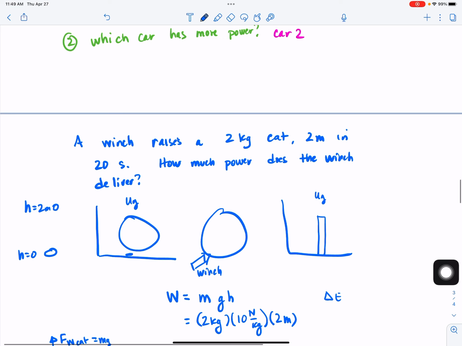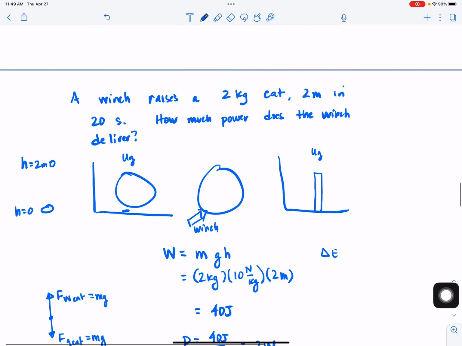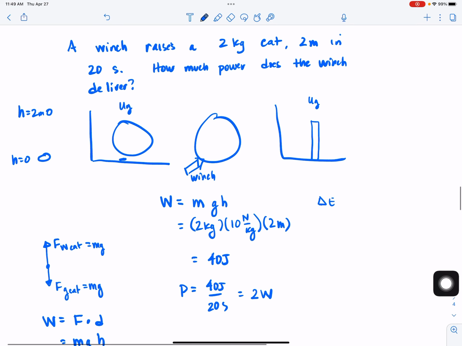And so what we're going to say is that the winch delivered an amount of work equal to the gravitational potential energy. So we have work is equal to mgh. And then I just plug in my numbers. I know that mass is 2 kilograms, g is 10, h is 2 meters, and so that gives me 40 joules. So that's the amount of work done. And then to find the power, it does it in 20 seconds, and so that's 2 watts of power.